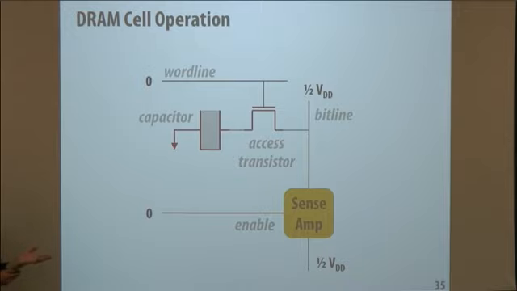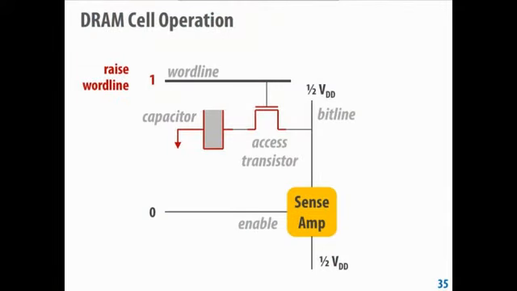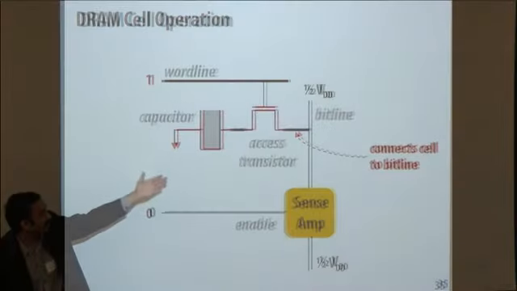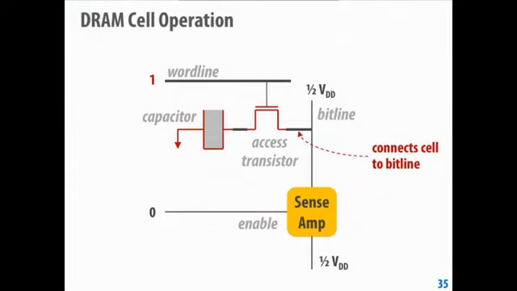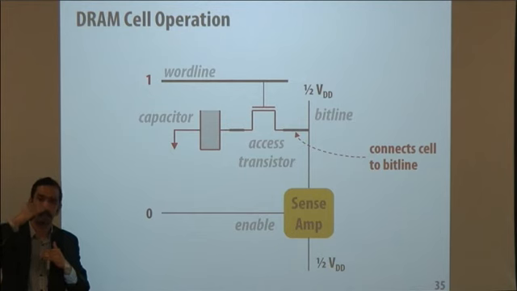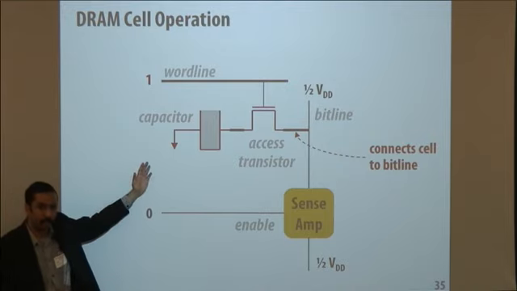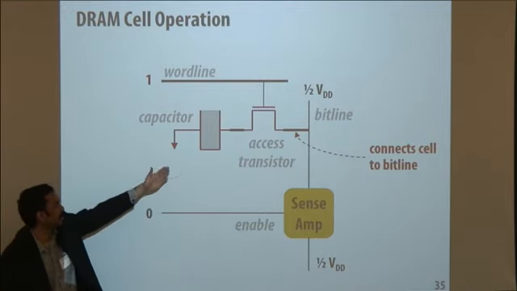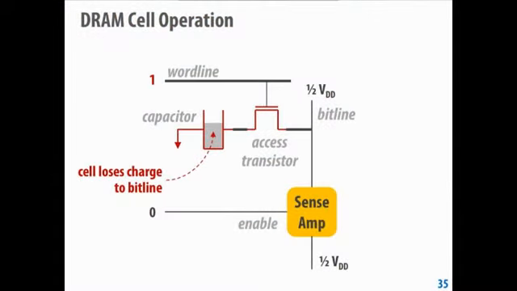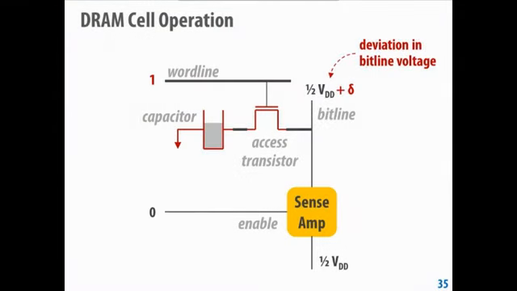So to access data from this capacitor, we're first going to raise the word line, which essentially connects the capacitor to the bit line. Now the capacitor is fully charged, which means it's at the voltage level of VDD. And just like water flows from higher levels to lower levels, charge will flow from a higher voltage level to a lower voltage level. So in this case, the charge is going to flow from the capacitor to the bit line, and it's going to increase the voltage level on the bit line slightly.